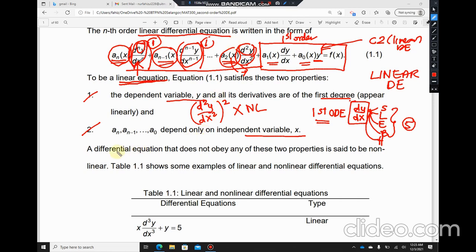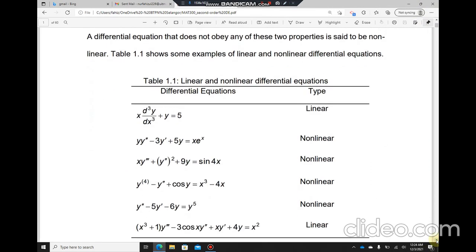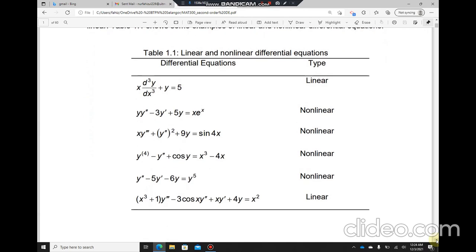Okay. So a differential equation that does not obey any of these two properties is said to be non-linear. Table 1.1 shows some examples of linear and non-linear differential equations. Okay, so kita cuba tengok example, which one is linear, which one is non-linear. So from this table, we can check here, linear or non-linear. This one is linear: x d^3y/dx^3 plus y equals 5.